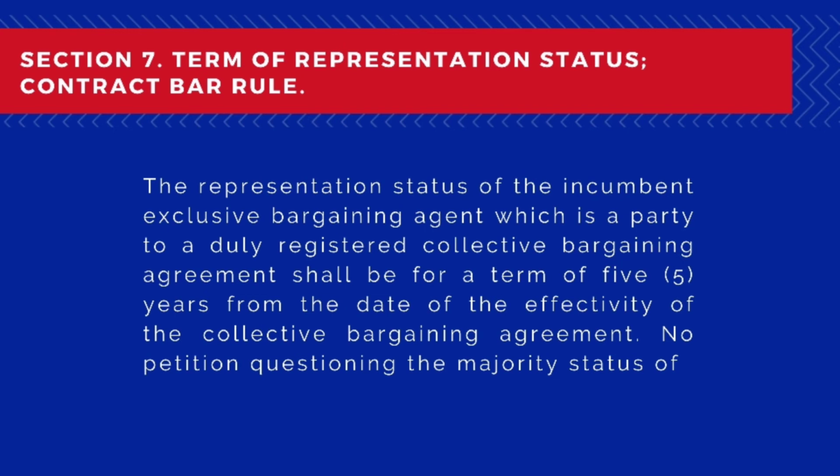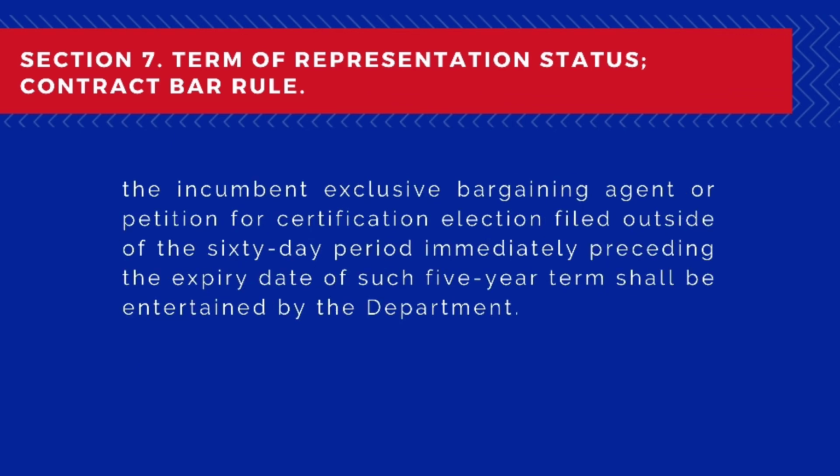Section 7. Term of representation status. Contract bar rule. The representation status of the incumbent exclusive bargaining agent, which is a party to a duly registered collective bargaining agreement, shall be for a term of 5 years from the date of the effectivity of the collective bargaining agreement. No petition questioning the majority status of the incumbent exclusive bargaining agent, or petition for certification election, filed outside of the 60-day period immediately preceding the expiry date of such 5-year term, shall be entertained by the Department.